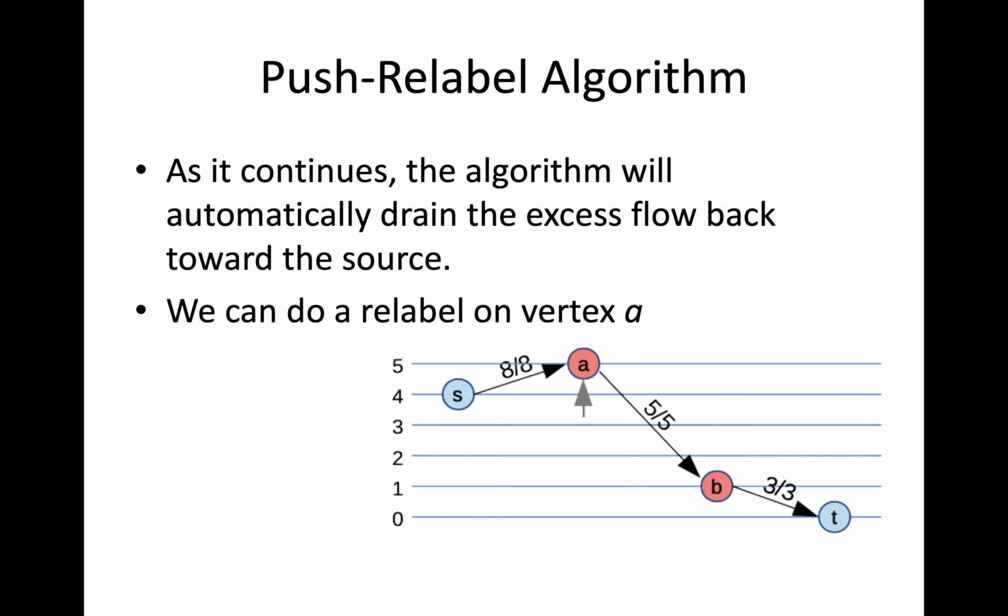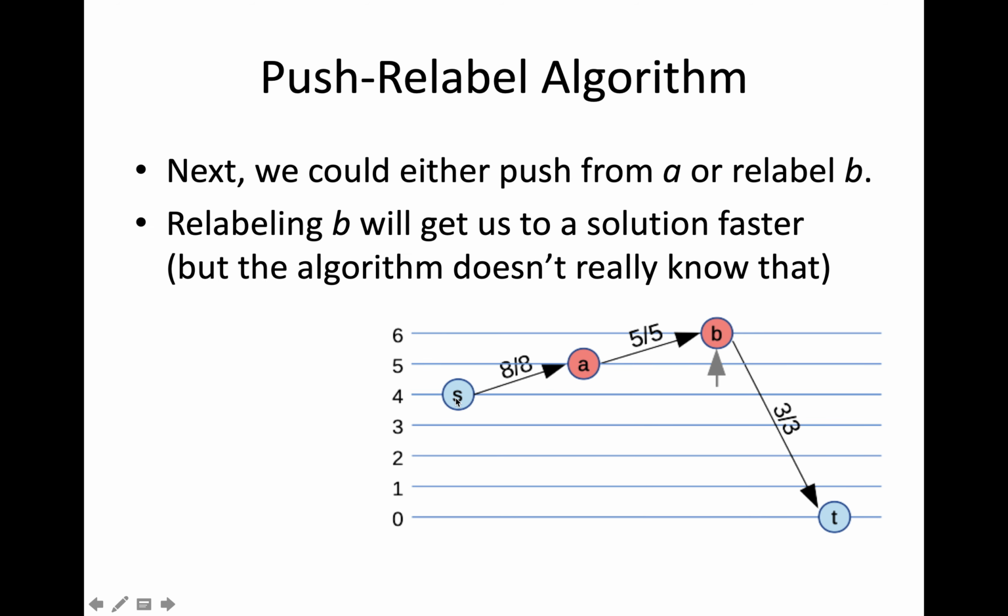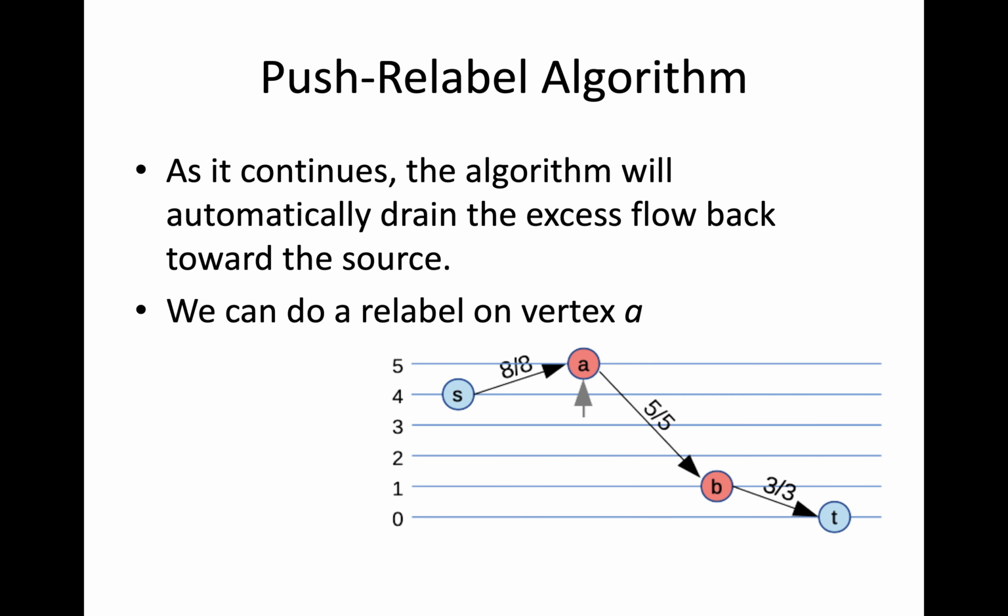Now, next, I could choose to push from A down to S. And that might be what the algorithm would do. I'm going to take a shortcut. The algorithm could do this. It's just, the generic push-relabel algorithm doesn't guarantee that this is what it would do next. But trying to finish this example more quickly, if it chooses to relabel B, I think the algorithm will finish a little bit faster. B is overflowing.